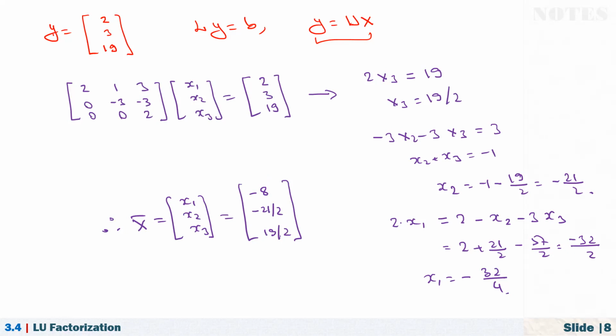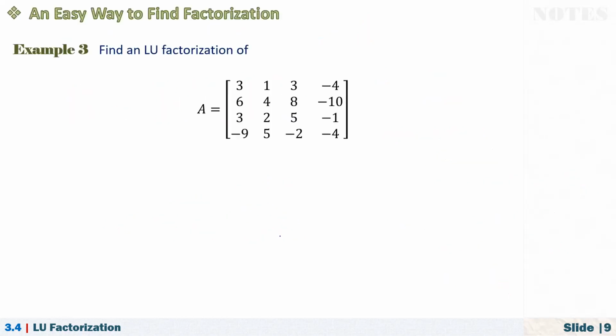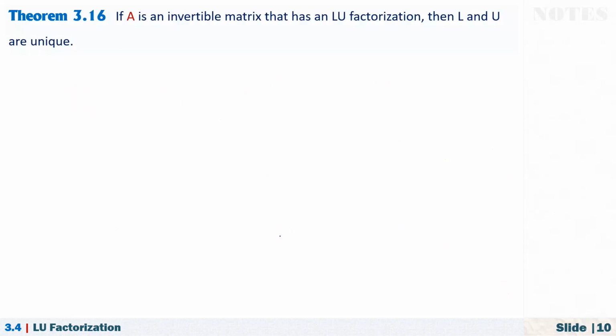All right, so we have time. Theorem 3.16: If A is an invertible matrix that has an LU factorization, then LU is unique. That means that actually there's only one LU factorization of A. If it is invertible and it has an LU factorization. Why is it so?